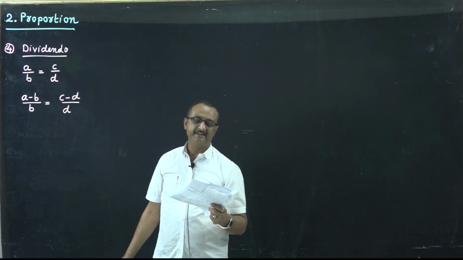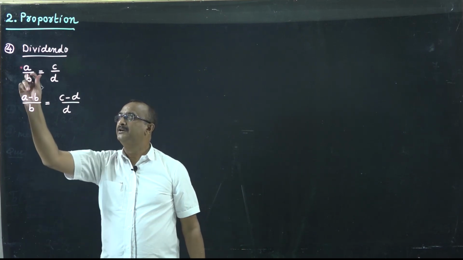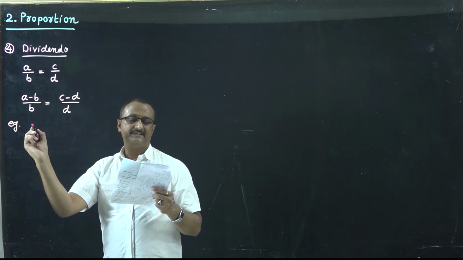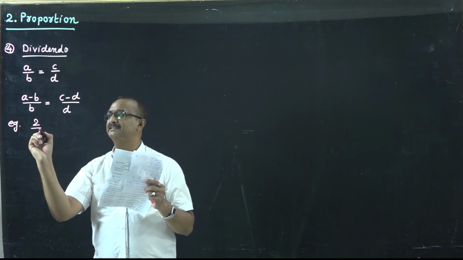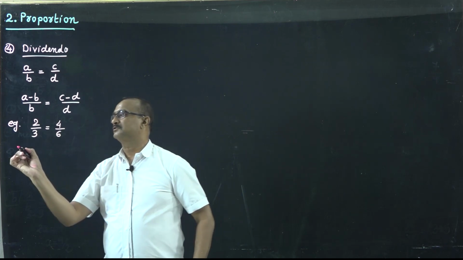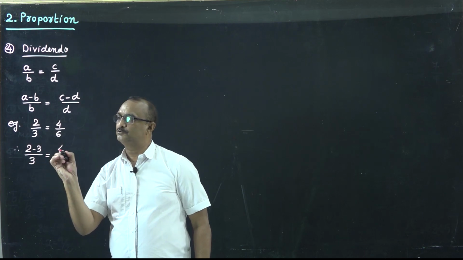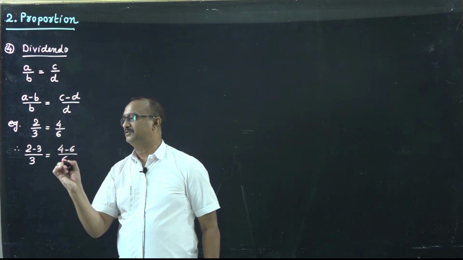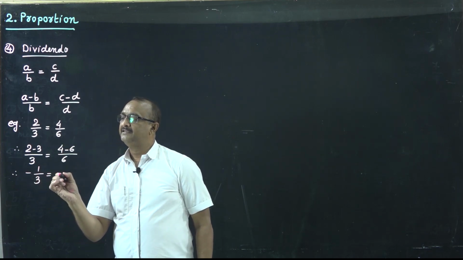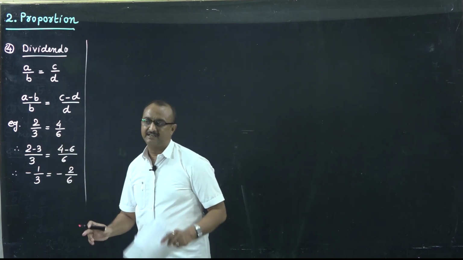Okay. So in dividendo, we can subtract denominator from numerator. Result will be same. For example, we are taking same example, 2/3 is equal to 4/6. So 2 minus 3 upon 3 is equal to 4 minus 6 upon 6, and it is equal to minus 1 by 3 equal to minus 2 by 6, and both the results are equal.